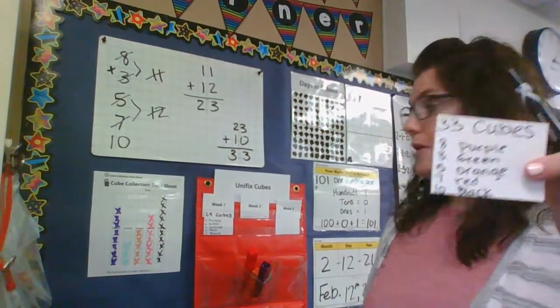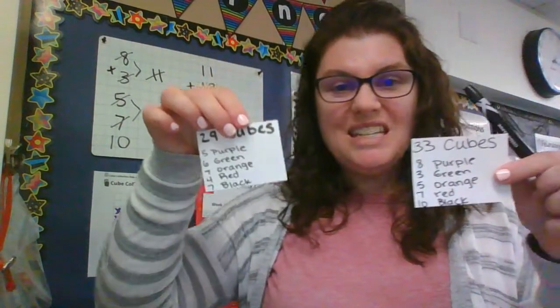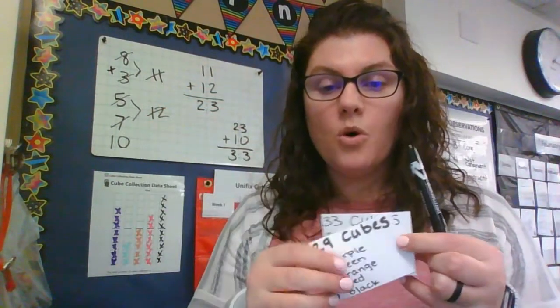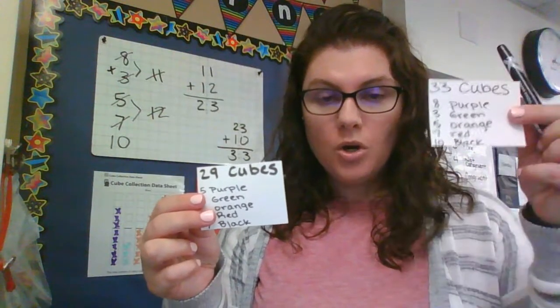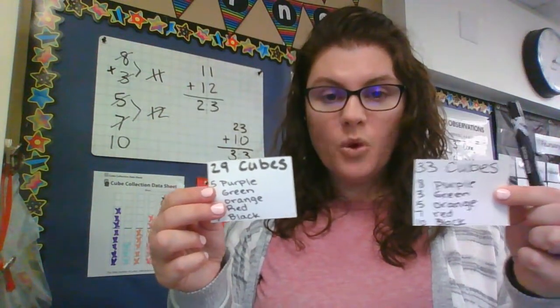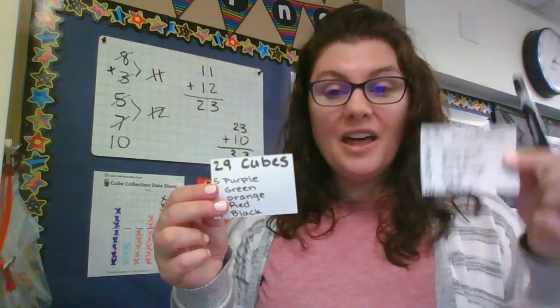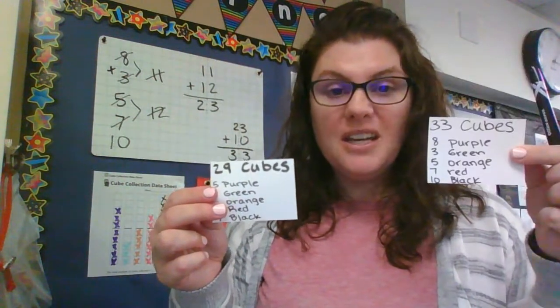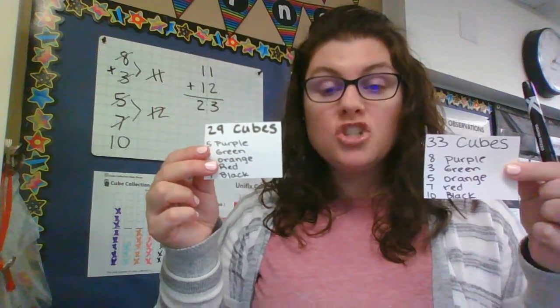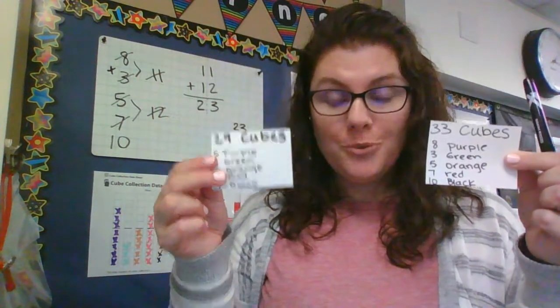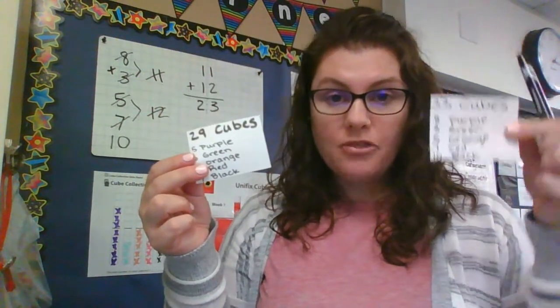Let me write that down on our card. 33 cubes. So this week is 33. Week 1, we had 29. Which week had more cubes? Week 1 or week 2? Which number is bigger? You bet 33 is bigger. So 33 is greater than 29. So week 2 had more cubes than week 1. Got it? So our alligator mouth is going to eat that 33.